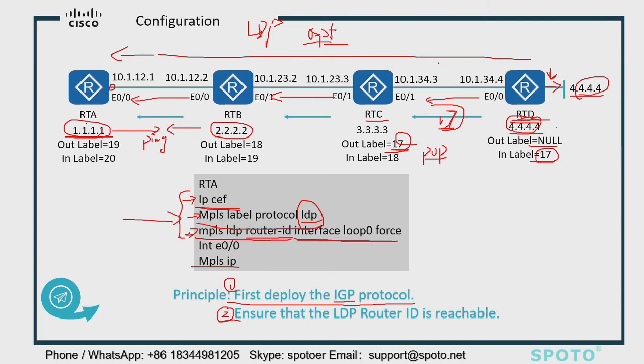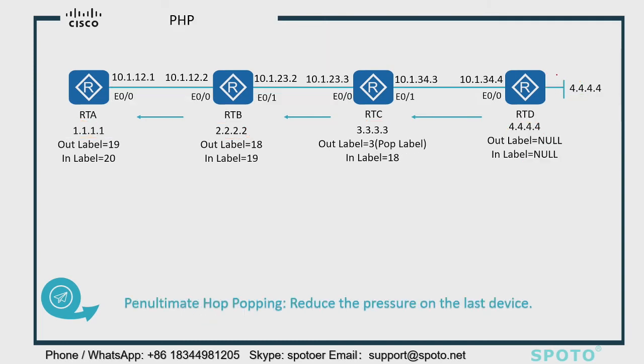So we use a different function, called PHP. It's called penultimate hop popping. Okay, and we just said the last router has too much pressure. Yes, it needs to remove the label and then search the IP forwarding table. Okay, so we want this step, removing the label, to move to this one. It means the last router will not need to remove the label. The penultimate router RTC will remove the label.